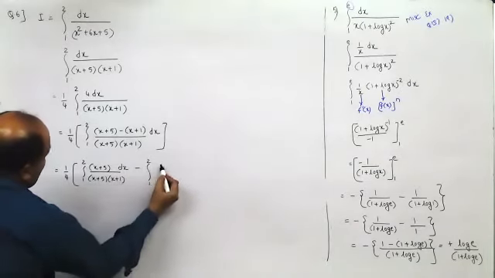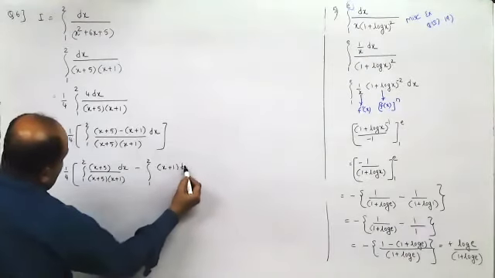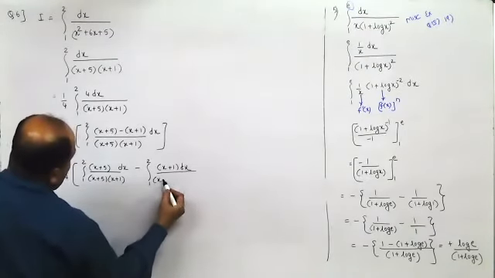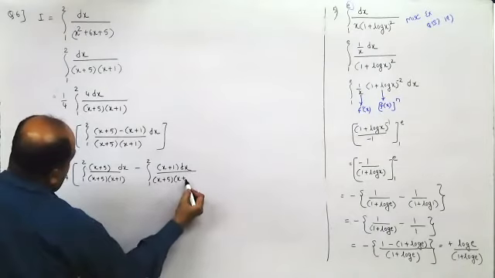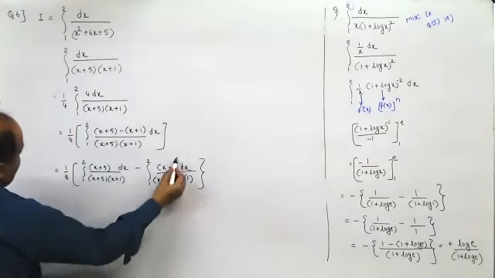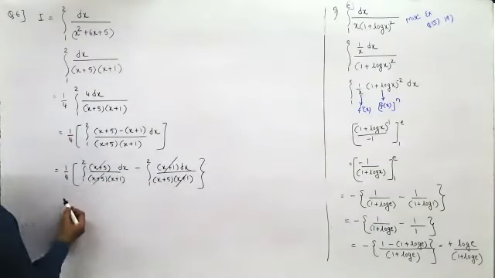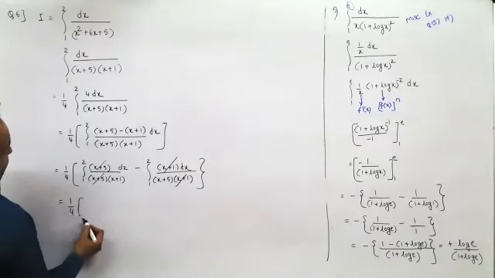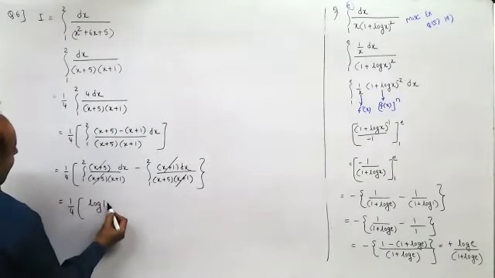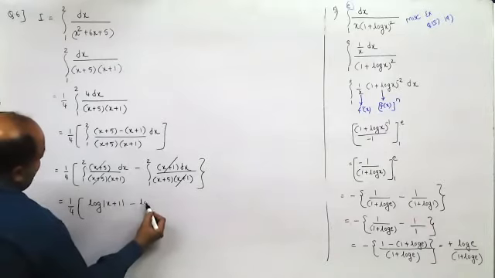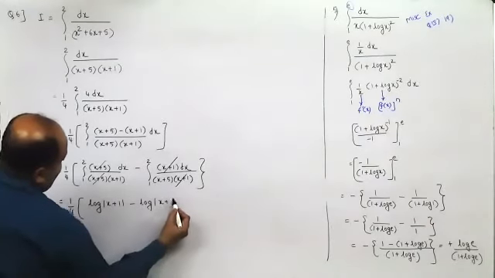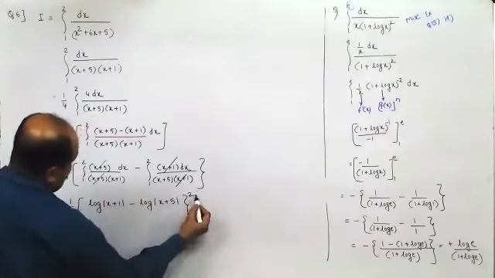This would be 1 to 2, x plus 1 upon x plus 5 into x plus 1. This and this get cancelled. This and this get cancelled. What is 1 upon x plus 1? It is log of x plus 1. And this is minus log of x plus 5. And it is between 1 and 2.